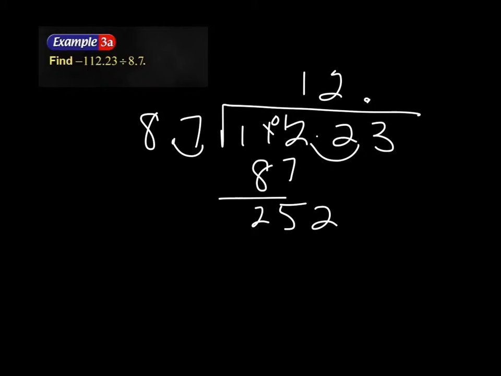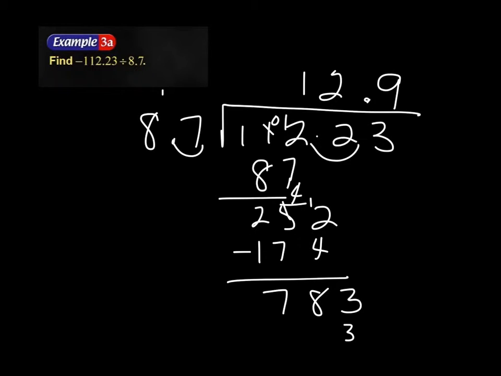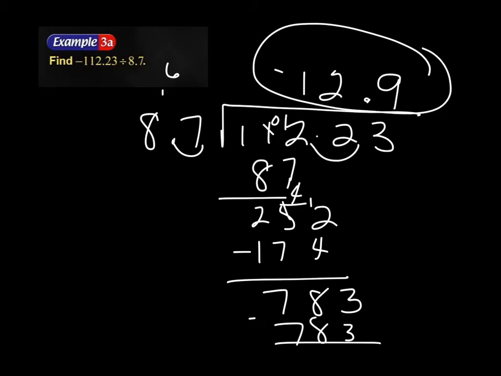252 twice. And subtract. Bring down the 3. 87 will go into 783 9 times. 9 times 7, 9 times 8 is 72, 78. And we said this was a positive and a negative, so our quotient should be negative.